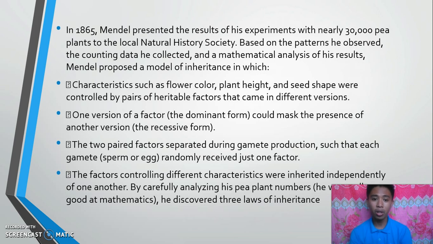One version of a factor, the dominant form, could mask the presence of another version, the recessive form. The 2 paired factors separated during gamete production, such that each gamete randomly received just 1 factor. The factors controlling different characteristics were inherited independently of one another. By carefully analyzing his plant numbers, he discovered 3 laws of inheritance.